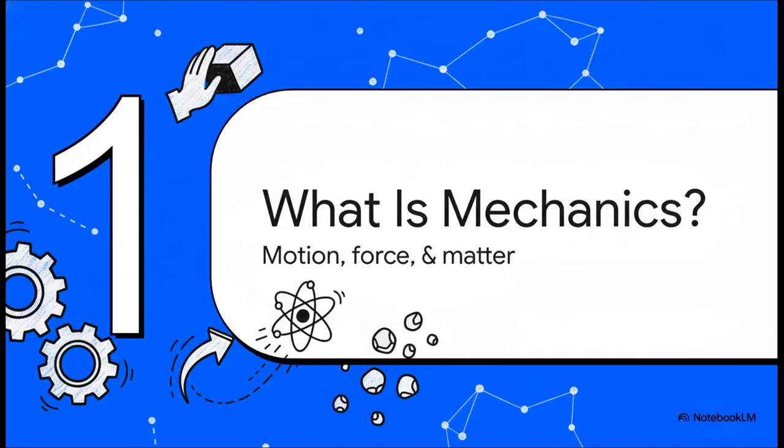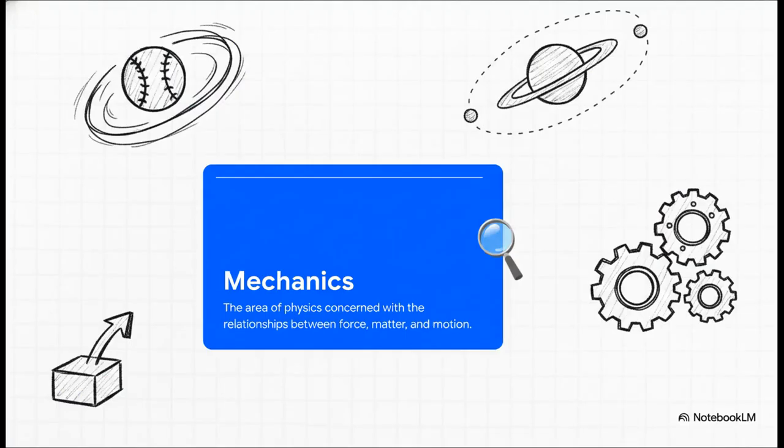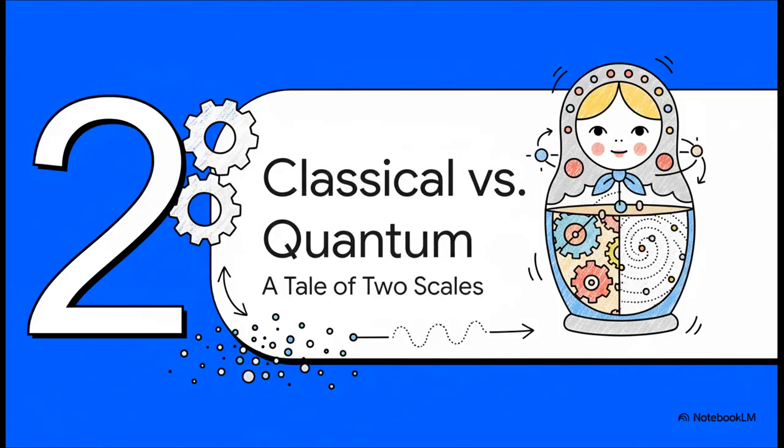First things first, what exactly is mechanics? Well, simply put, it's the science of motion, force, and matter. So officially, mechanics is the area of physics that's all about the relationships between force, matter, and motion. But what does that really mean? It means it's the bedrock of physics. It's what helps us understand and, this is the really cool part, predict how things are going to move and interact. It's basically the rulebook for the physical world, covering everything from a baseball all the way up to entire galaxies.